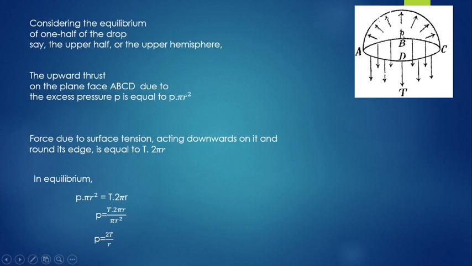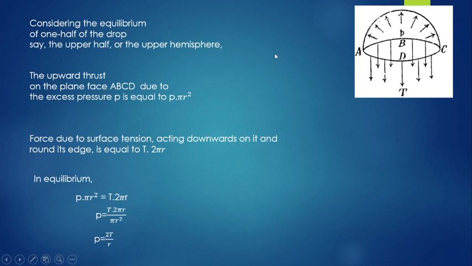So the force due to surface tension acting downwards around its edges is equal to T into 2 pi r. Here, T is the surface tension and 2 pi r is the perimeter. So in equilibrium, both these forces are equal. There is an upward force due to the excess pressure and there is a downward force due to surface tension.